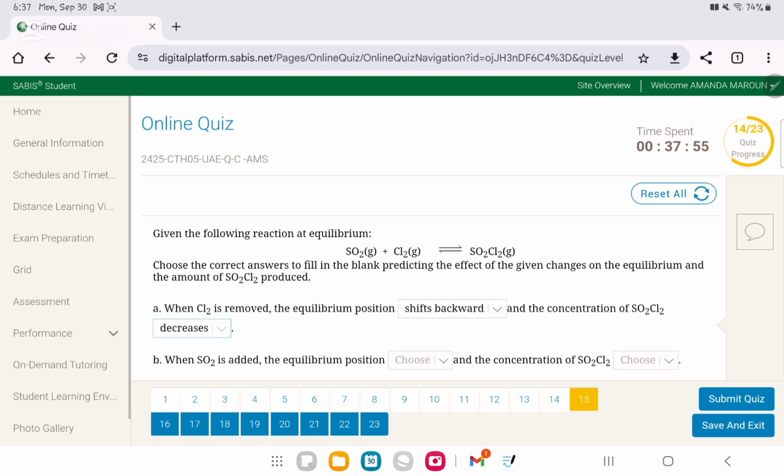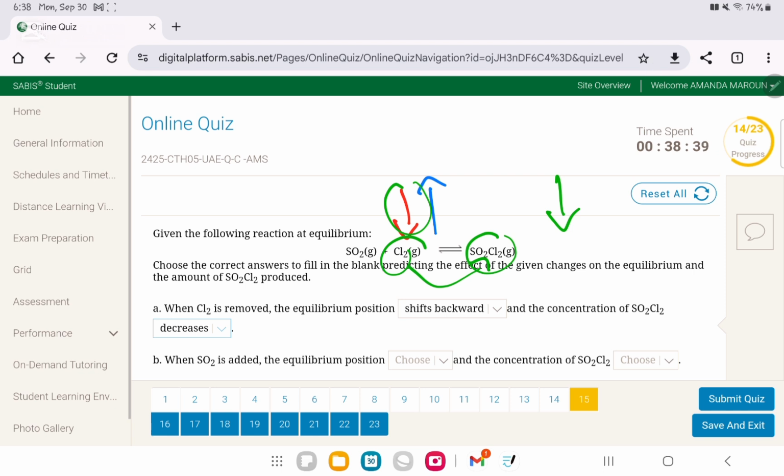So let's take it like this. We increase the concentration of Cl2. Cl2 is stubborn. We decrease the concentration of Cl2. So Cl2 is stubborn and it says, I don't want to decrease, I want to increase. So now it will increase in concentration. So what will happen? As a result of the stubbornness of Cl2, the other side of the reaction, which is SO2Cl2, will get affected. So instead of the Cl2 concentration decreasing, the SO2Cl2 concentration will decrease.